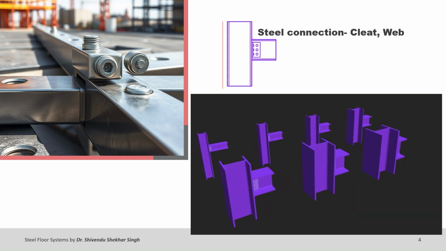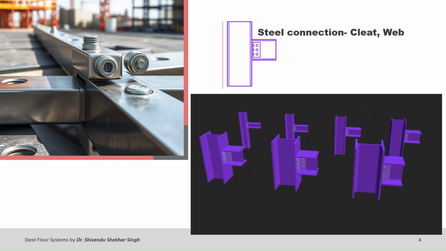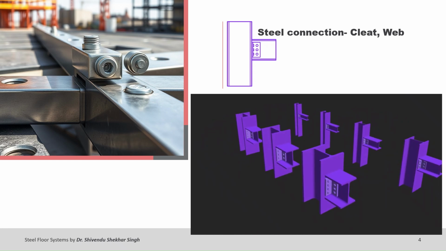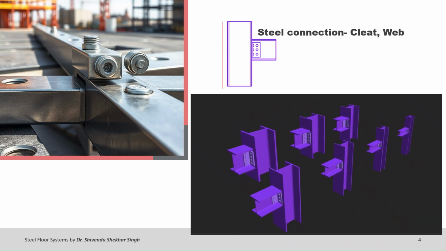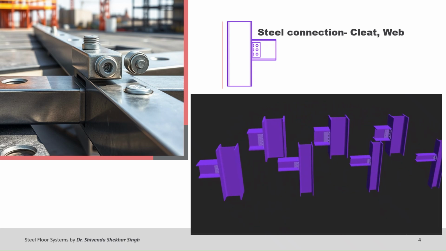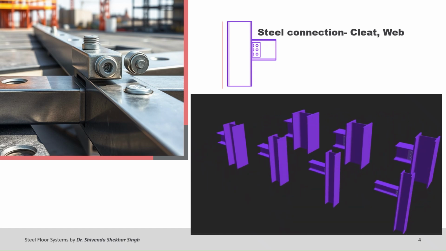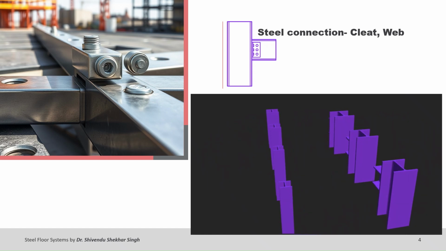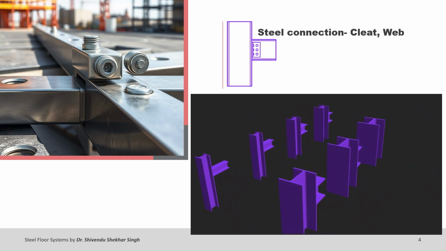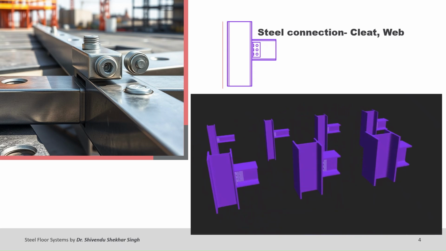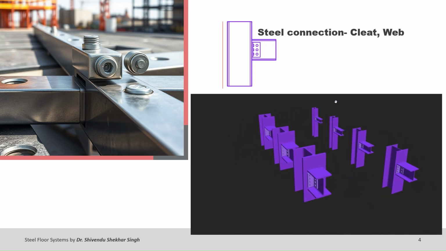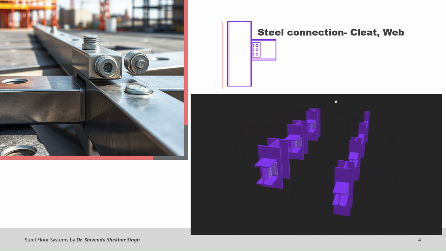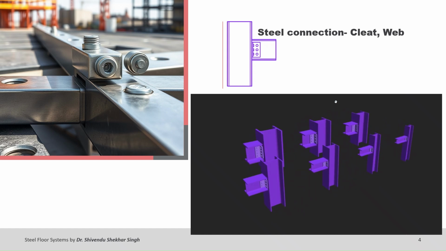The web cleat connection is a versatile connection type in steel construction, offering a balance of simplicity, effectiveness, and cost efficiency, particularly for shear force transfer and rotational capacity. Web cleat connections can be designed to accommodate various load conditions and structural requirements, making them adaptable to different building designs. The installation process for web cleats is relatively straightforward, which can lead to reduced construction time and labor costs.